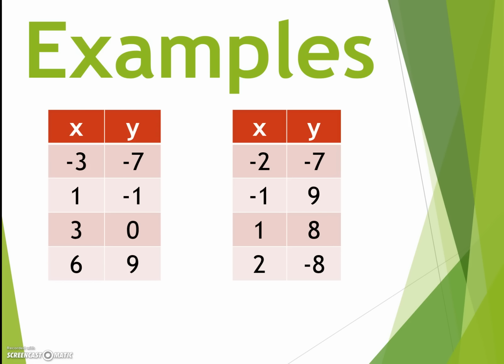Okay? So let's take a look at an example here. The one on the left there has the x values of -3, 1, 3, and 6. None of the x values are repeated, therefore it is a function. On the right-hand side, same exact case. We have the x values are -2, -1, 1, and 2. None of those x values repeat, so it is a function. So this is an example of looking at a set of coordinates through a table.